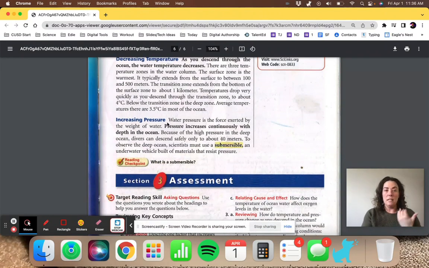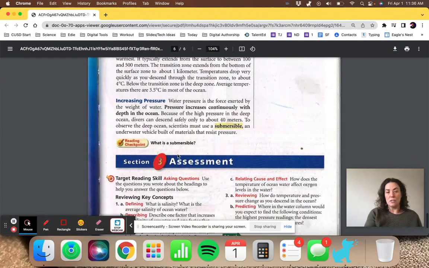And then as you descend, the pressure increases. The water pressure is the force exerted by the weight of the water. Pressure increases continuously with depth in the ocean. Because of the high pressure in the deep ocean, divers can only descend to about 40 meters. To observe the deep ocean, scientists must use a submersible, an underwater vehicle built of materials that can resist pressure.